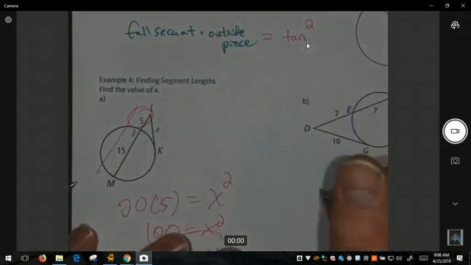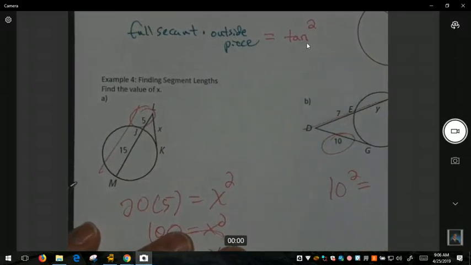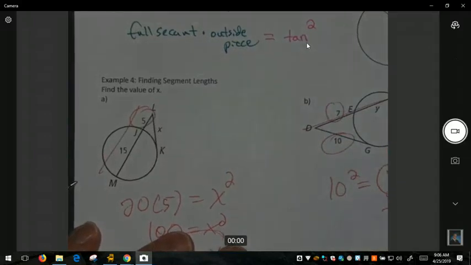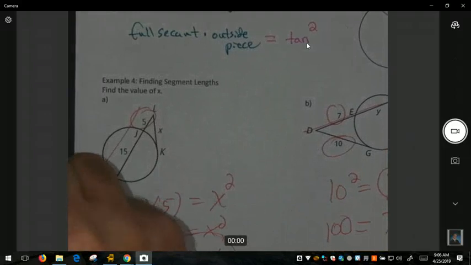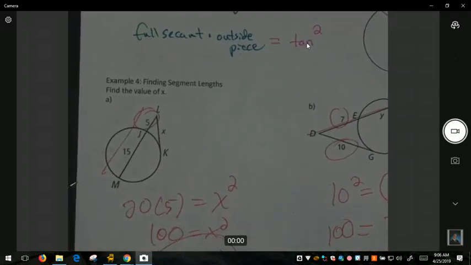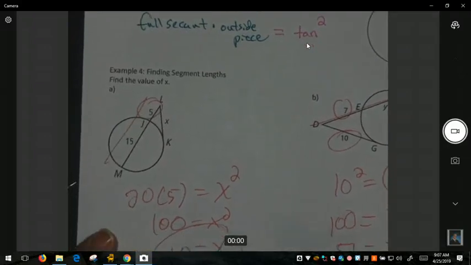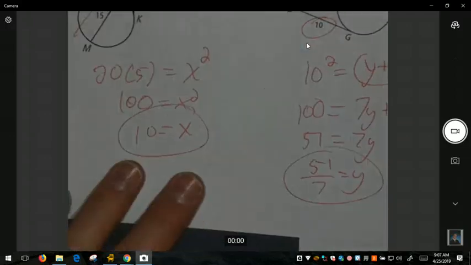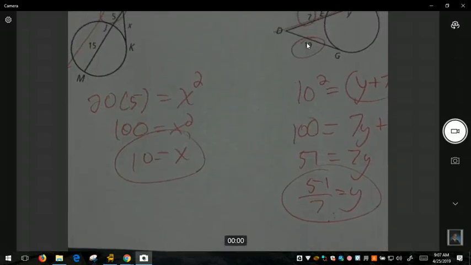For letter B, same thing. DG is the tangent, so 10 squared, the tangent line squared, equals the full piece, y plus 7, times the outside piece, 7. 7y plus 49 equals 100. 100 minus 49 is 51. Divided by 7 is going to be 51/7. Or we could give a decimal approximation if we needed to, but this would be the exact value.